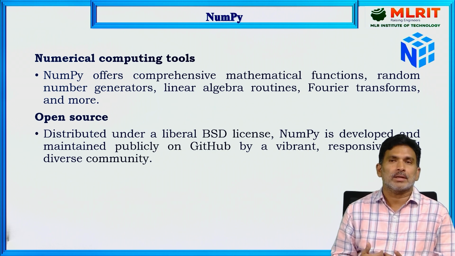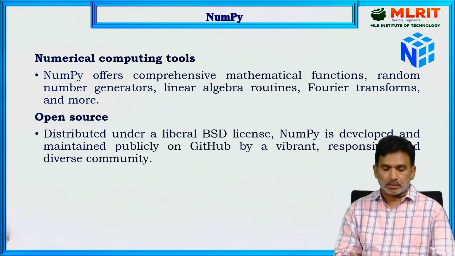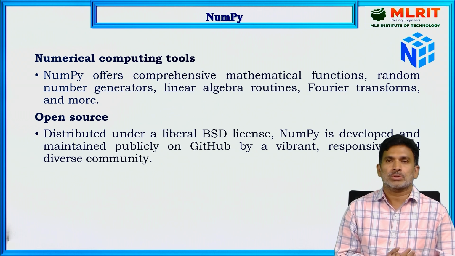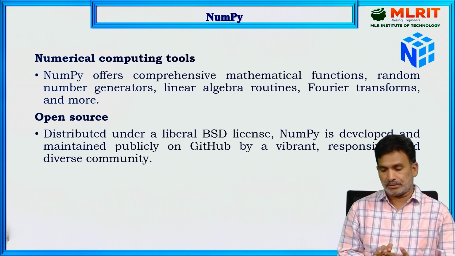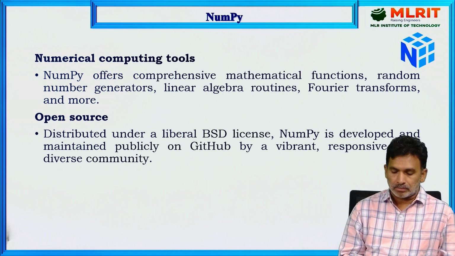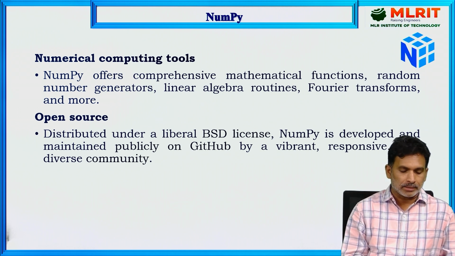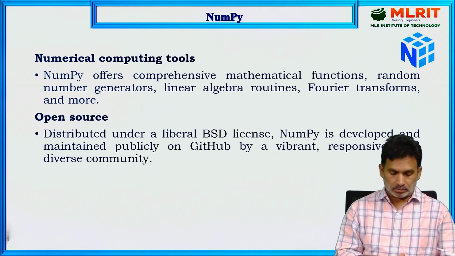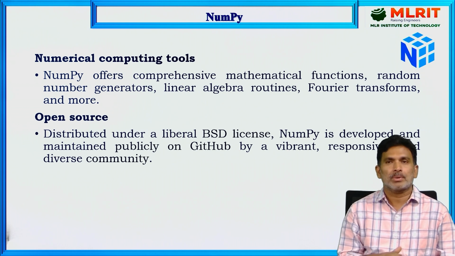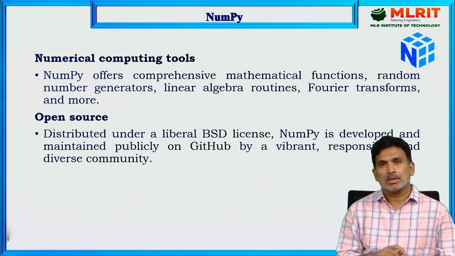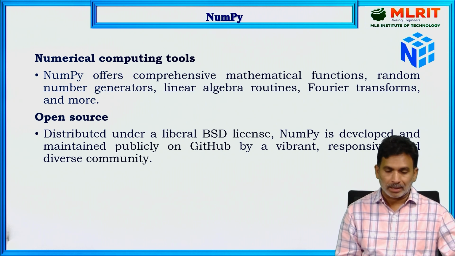As I said, it is open source, distributed under the BSD license, and a few other open source tools are available under the GPL, General Public License. NumPy is developed and maintained publicly on GitHub by a vibrant, responsive, and diverse community. So why are these open source tools becoming more and more popular? Because of the large community. If any bug is identified, it is resolved immediately, and it's free of cost.